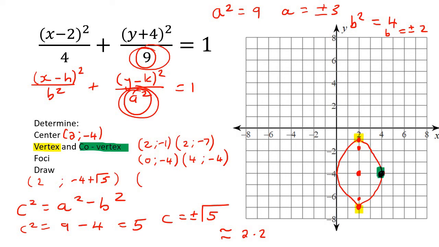And then the other foci, which is this one down here, is going to be 2 and then negative 4 take away square root 5. And that would be this one down here. And there we've done it.